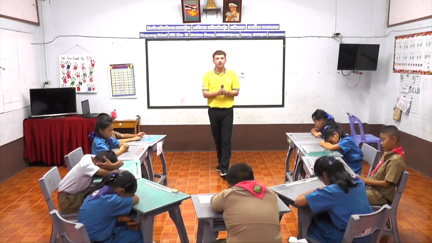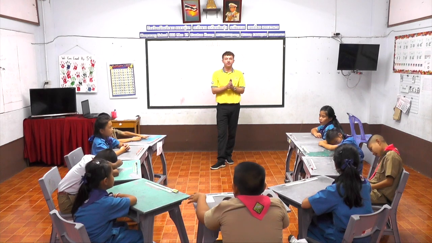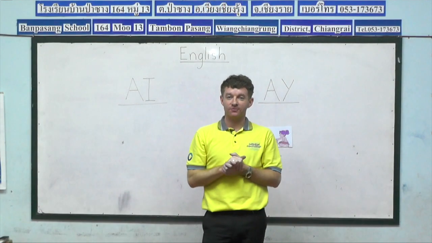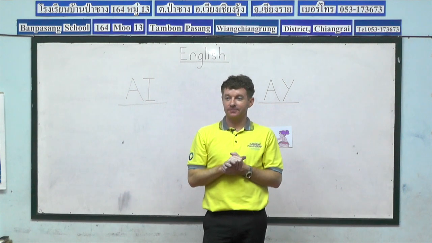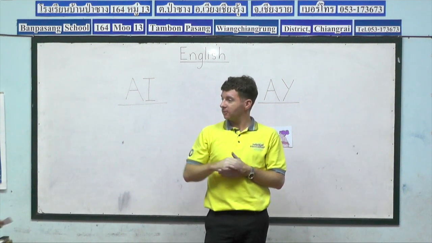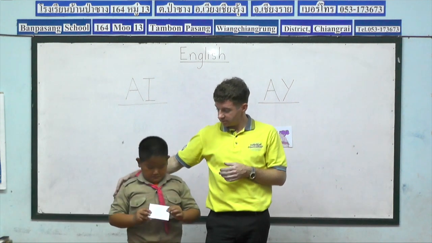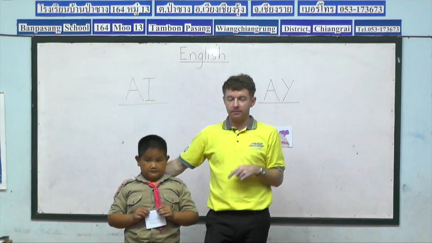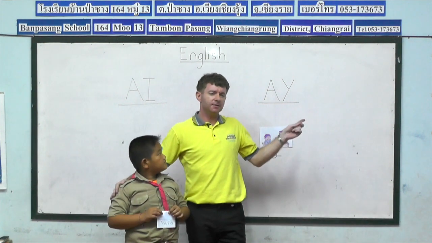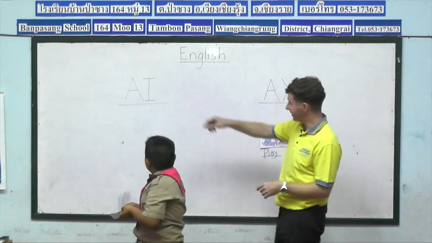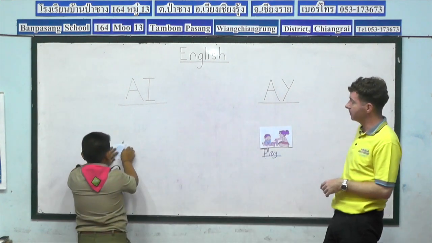Okay, let's open our eyes, guys. Who has the picture? Net. Net, come and join me at the front. Okay, so next picture. Net, can you show our friends your picture? Rain. What do we think, guys? Rain. So we spell rain, A-Y? A-I. A-I. Excellent. Okay, so Net, let's put it into the A-I column.